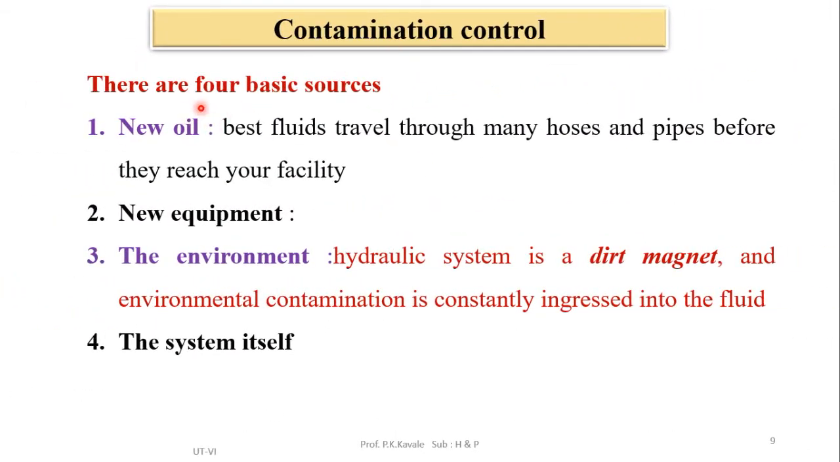Contamination control: there are 4 basic sources. Now we'll see where contamination is introduced into the system. First, new oil. Most of the time, after some regular period, we have to replace the oil, so you have to introduce new oil. This oil has to travel through many hoses and pipes before it reaches your facility, so you have to be cautious whenever you procure new equipment. Second, the environment. A hydraulic system is a dirt magnet, and environmental contamination constantly exists in the fluid and system itself.